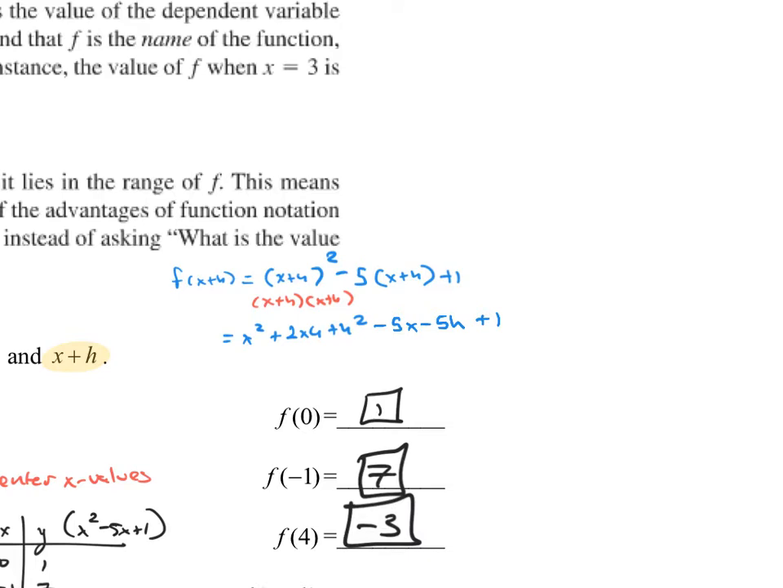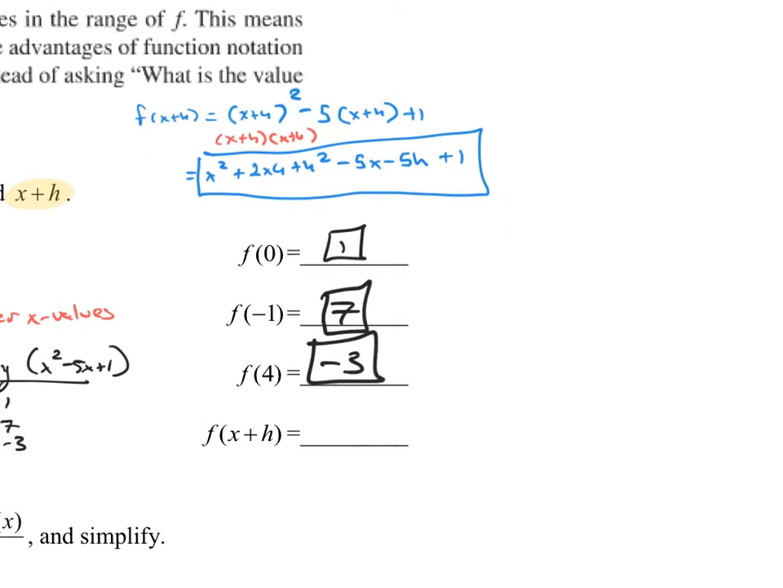Nothing's truly a like term here. I have x's and h's. I have x squareds, h squareds, but nothing actually matches. So this is what the final answer would be for f of x plus h. F of x plus h would be this answer right here. X squared plus 2xh plus h squared minus 5x minus 5h plus 1. I know that looks a mess right now, but what I'm telling you is it's going to simplify from there.